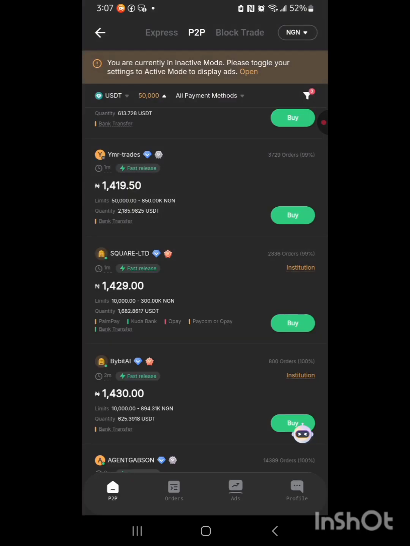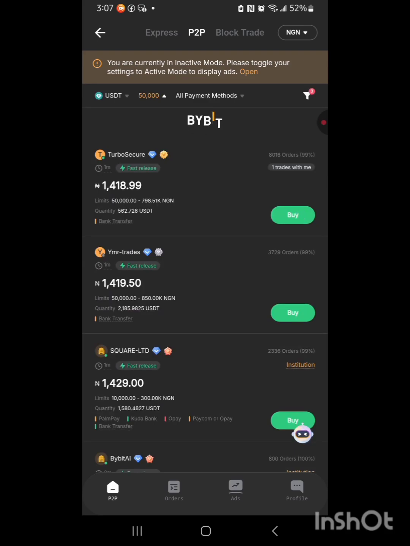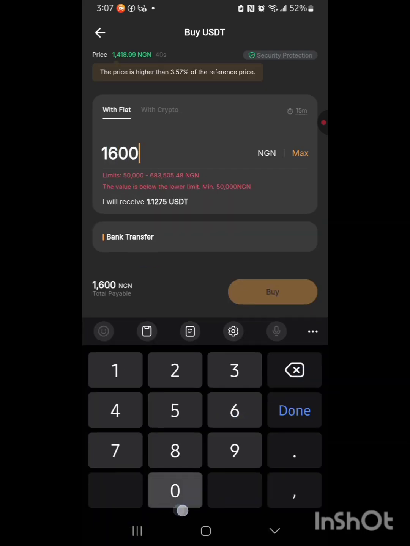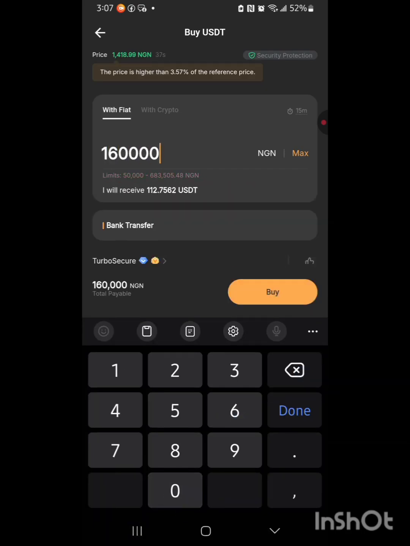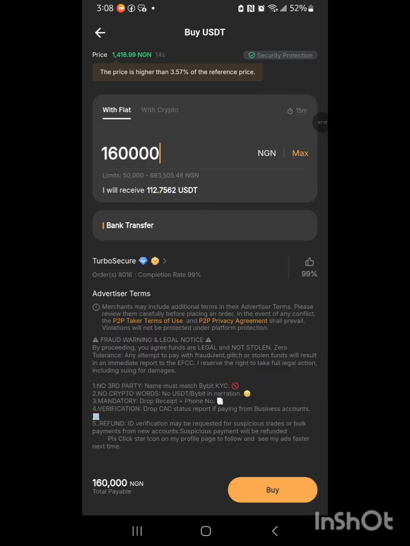In this case, let me buy with, for instance, about 160,000 naira as the startup capital. So put in about 160,000 naira there. Currently, the price of naira to USDT is about 1,418.99. And if you look, we're going to get about $112.75 when we use a capital of 160,000 naira to do this.